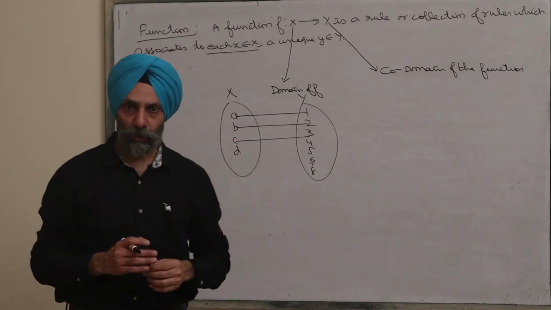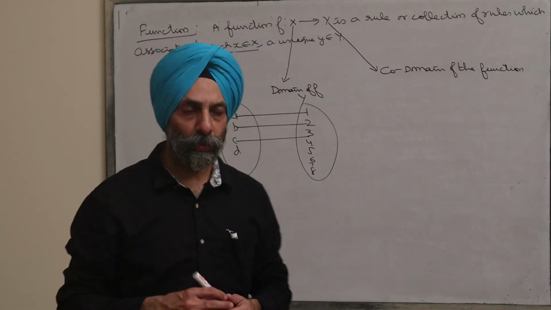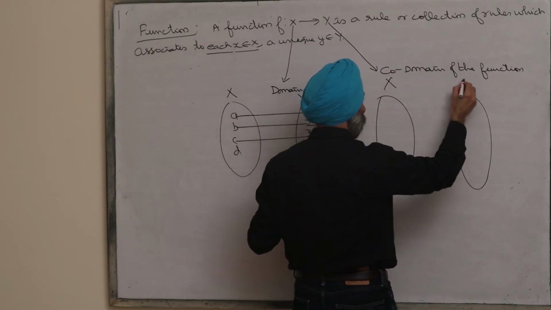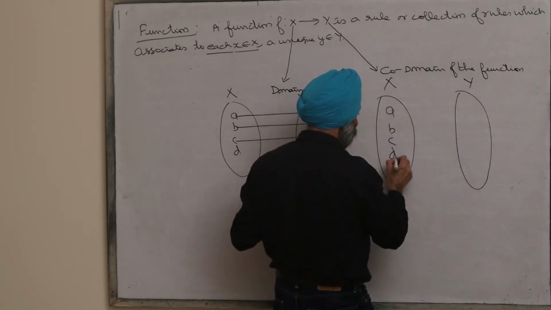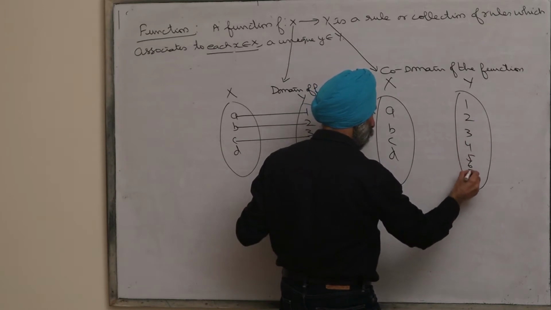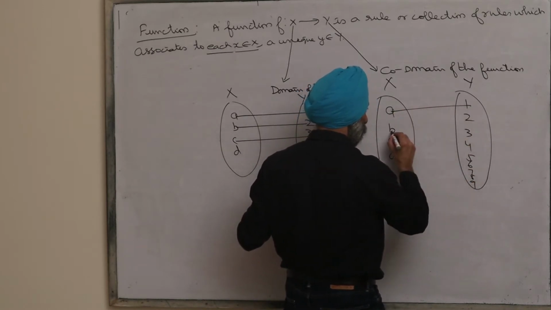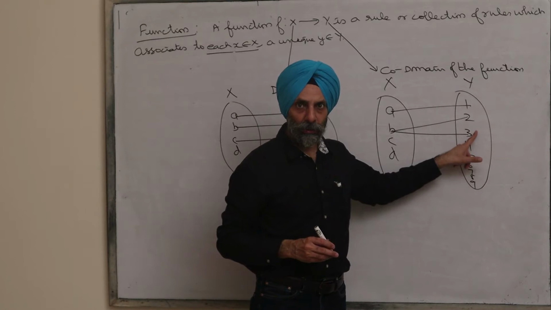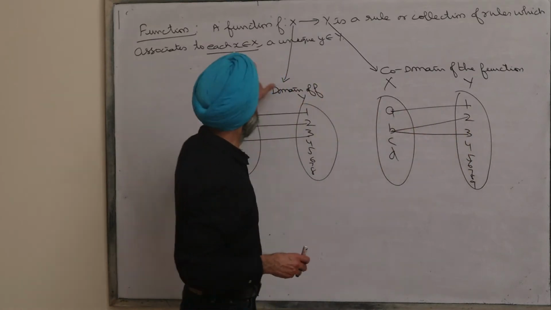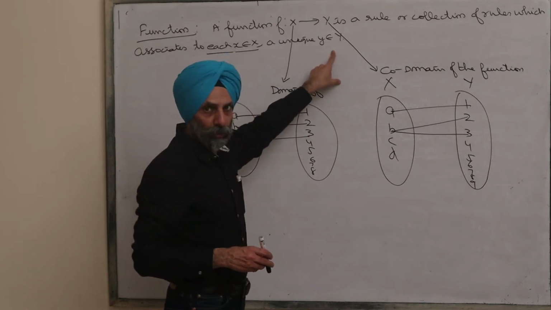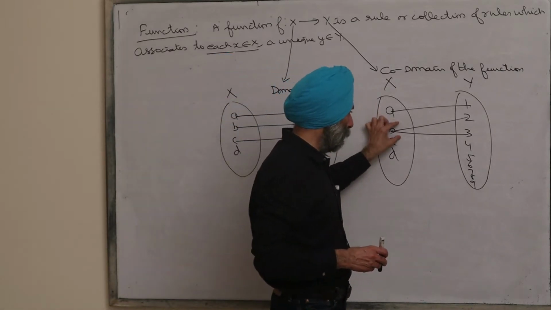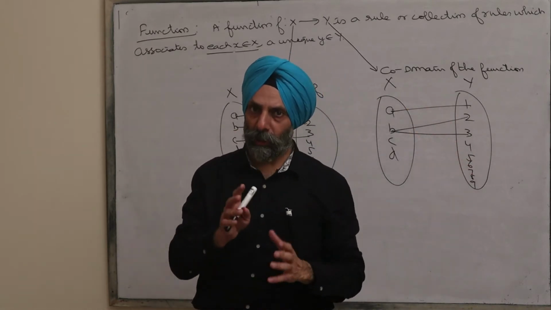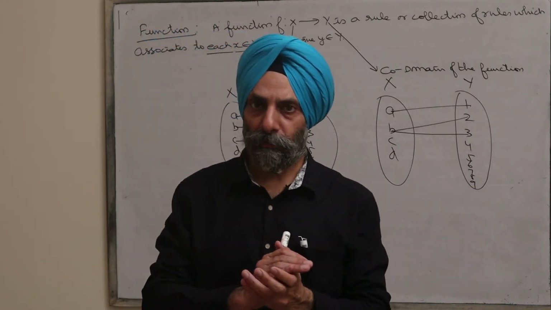Now what are the other cases in which it will not represent a function? For example, say you have A, B, C, D and 1, 2, 3, 4, 5, 6, 7, 8, 9 and so on. Say corresponding to B, the images are 2 and 3. Since they are not unique, you can see that to each x belonging to X there should be a unique y belonging to Y. So corresponding to B it is not unique, so that is why it does not represent a function. So these are the two cases under which this will not represent a function.